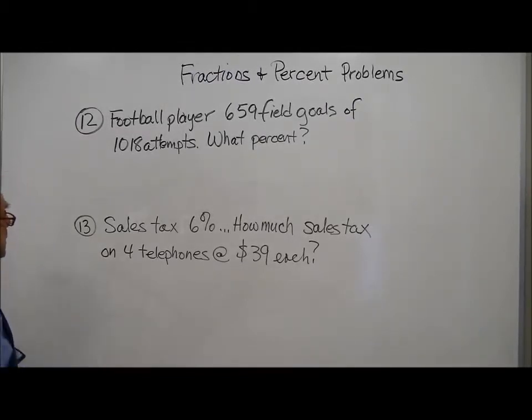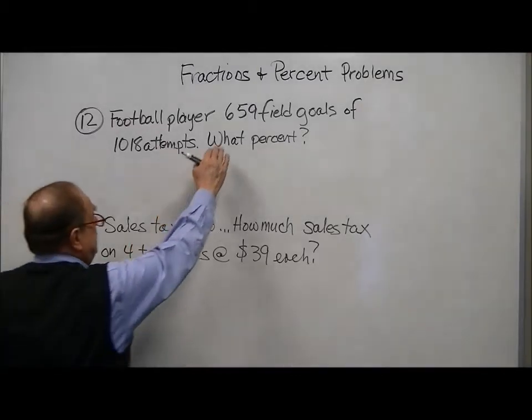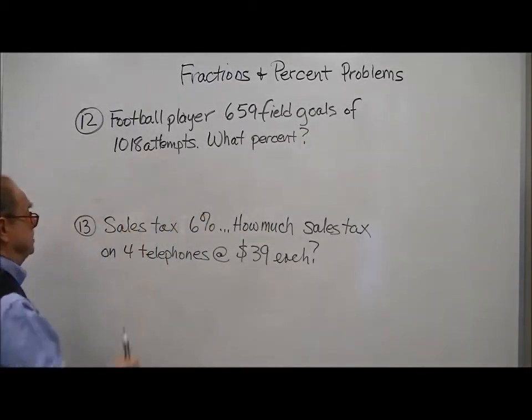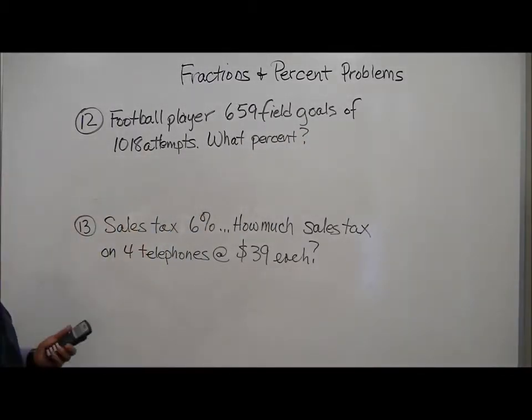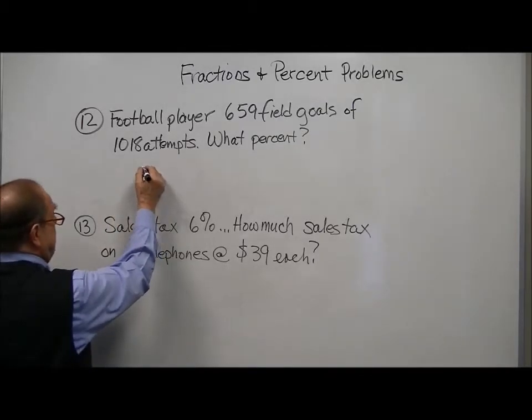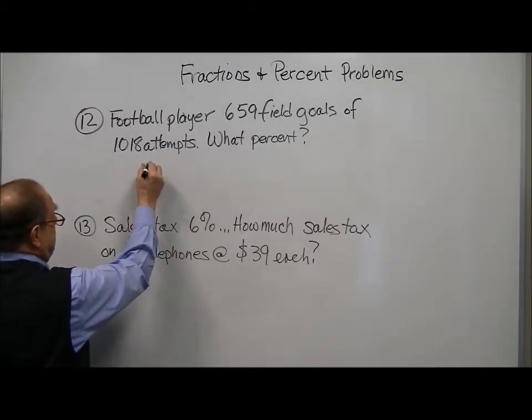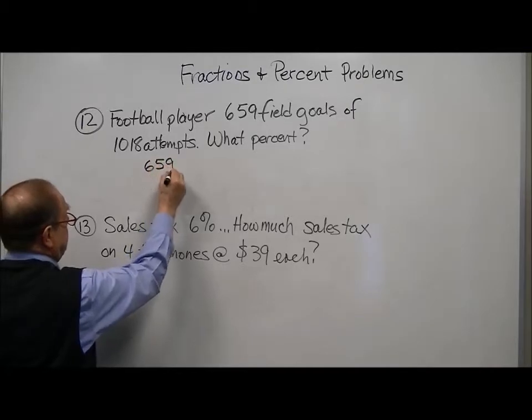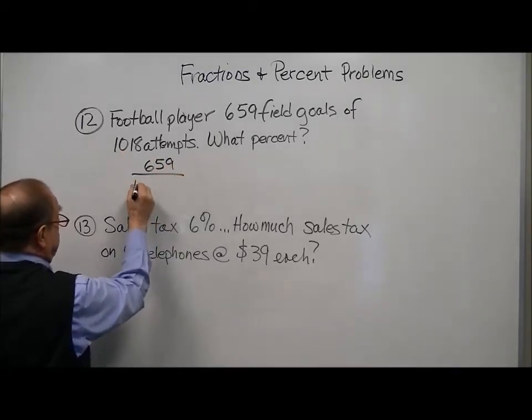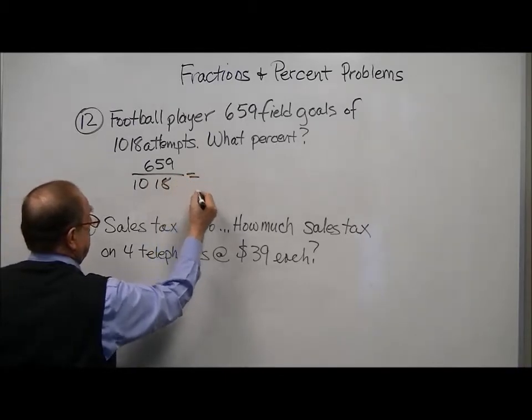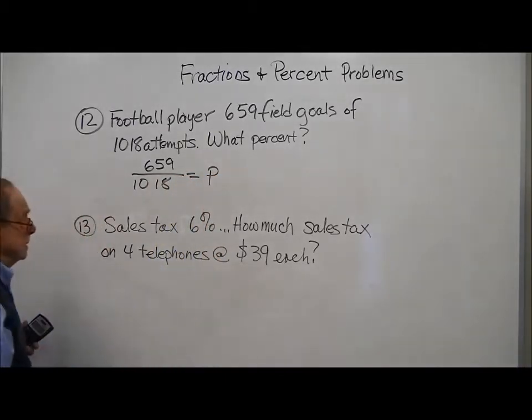Okay, on this one, we're talking about a football player who makes this many field goals out of this many attempts. What is his percent of success in kicking? Well, it's basically a ratio of 659 divided by 1018. This will give you the percent. So it's, well, we'll solve it in a minute.